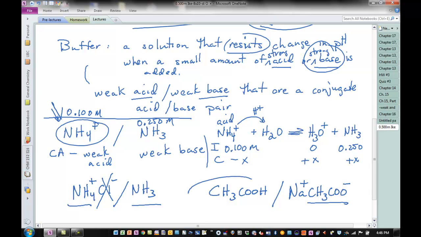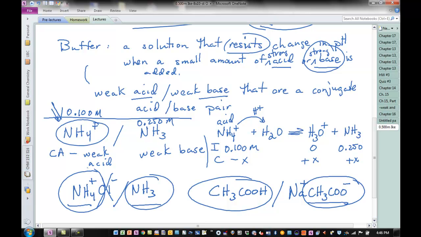But again, watch for the two components: a weak acid with its conjugate base, or a weak base, in this case ammonia, with its conjugate acid. You need both things present, a weak acid and a weak base that are a conjugate pair.